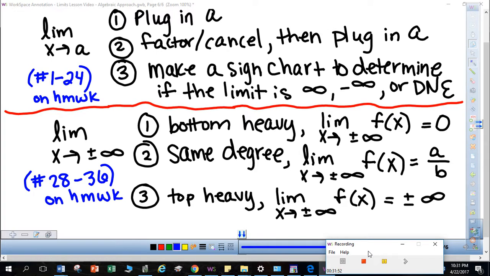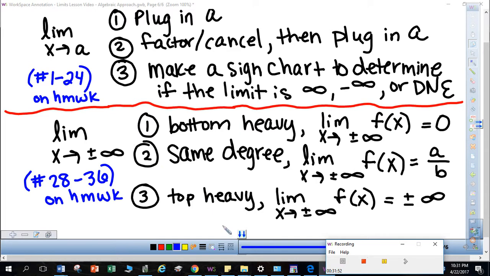We're going to make a sign chart to see what's the sign of our function, positive or negative, as it approaches our a value from the left and as it approaches it from the right. If it was the same sign, they're both positive, it was positive infinity. If they were both negative, it would be negative infinity. And if one was positive and one was negative, then it simply does not exist. This process will help you with problems number 1 through 24 on the homework.